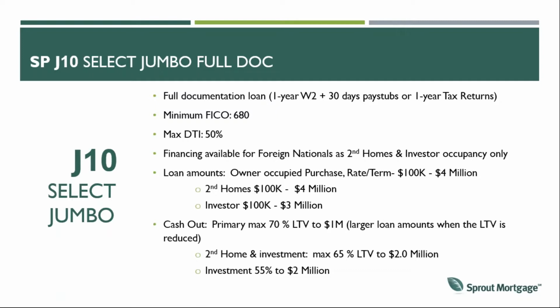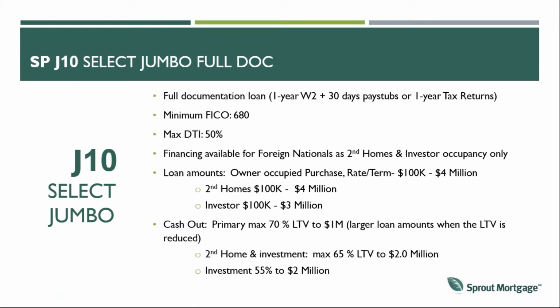It requires 1 year of income documented through pay stubs, W-2, and/or tax returns. The minimum FICO score is 680. Max DTI is 50%. Financing is available for foreign national borrowers as second homes and investor occupancy only. And the max LTV is going to be limited to 60% with a max loan amount of $2.5 million. Loan amounts start at $100,000 and go up to $4 million on this program. And the investor loan amount max is going to be $3 million.